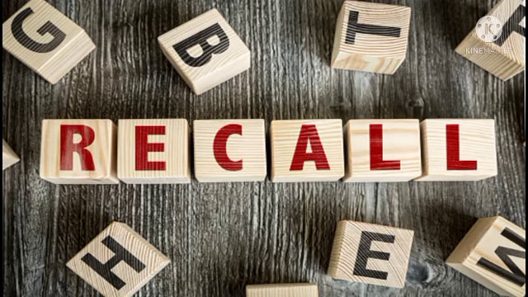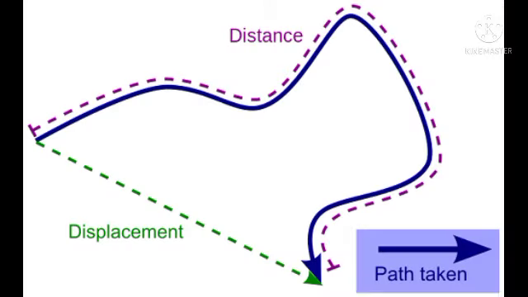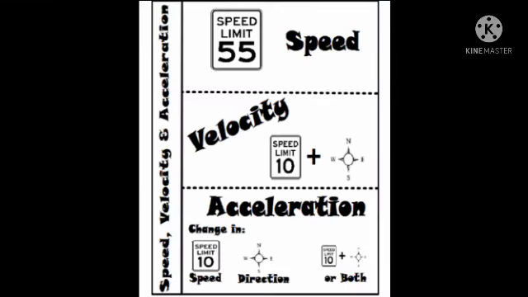Okay students, let's recall the topics which we had learnt in this section. The first one is distance. Distance is the actual length of the path. Displacement denotes the shortest distance between initial and final position of an object. Next one is speed. Speed is the quantity which shows how fast the body is moving. But velocity is the quantity which shows the speed as well as direction of the moving body. Acceleration is the rate of change of velocity.